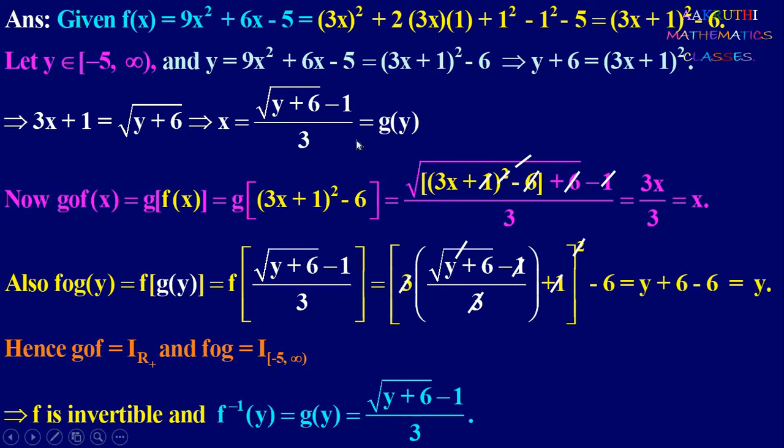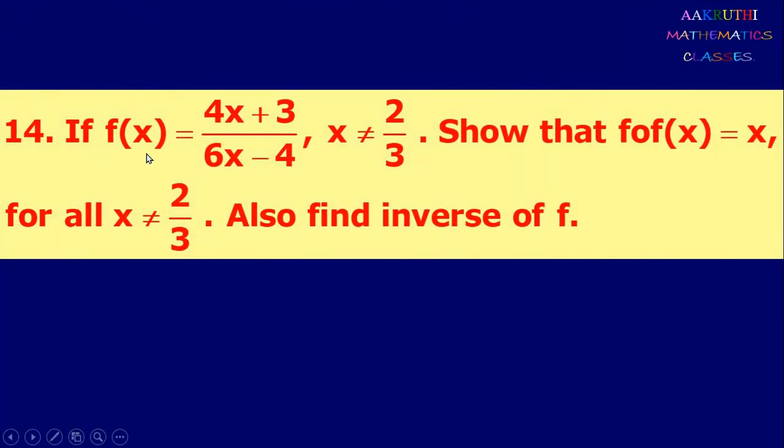And we can prove this problem using one-one and onto. So we have to prove this function is one-one and onto, hence it is invertible. And also you have to find the inverse. We can prove this problem using another method also. So next problem, if f of x is 4x plus 3 divided by 6x minus 4, when x is not equal to 2 by 3, show that f composite f of x is x for all x not equal to 2 by 3, also find the inverse of f.